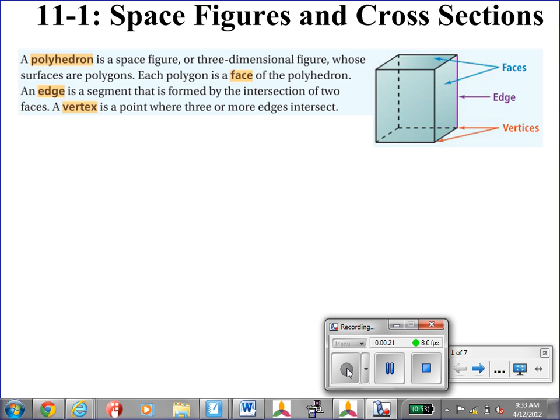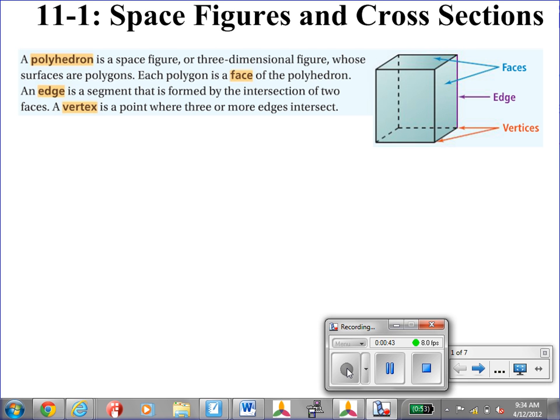All the surfaces are polygons. It says each polygon is a face. You guys know what a face is? Yeah. Right? No. Like you should. Okay, faces are on the outsides. Each polygon is a face of the polyhedron. It says that an edge is a segment that is formed on the intersection of two faces. So it's the lines on the shape. Okay, those are going to be the edges.